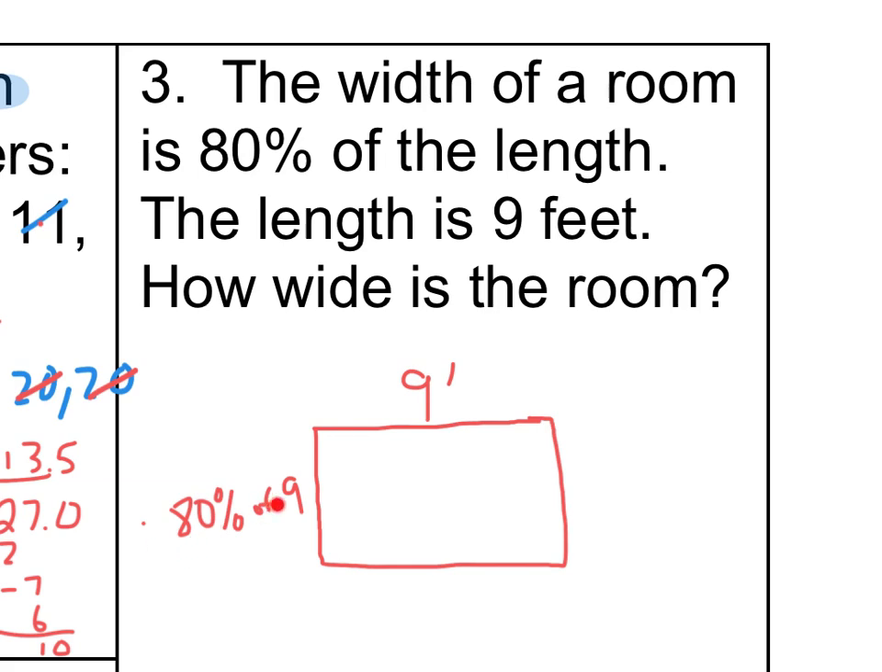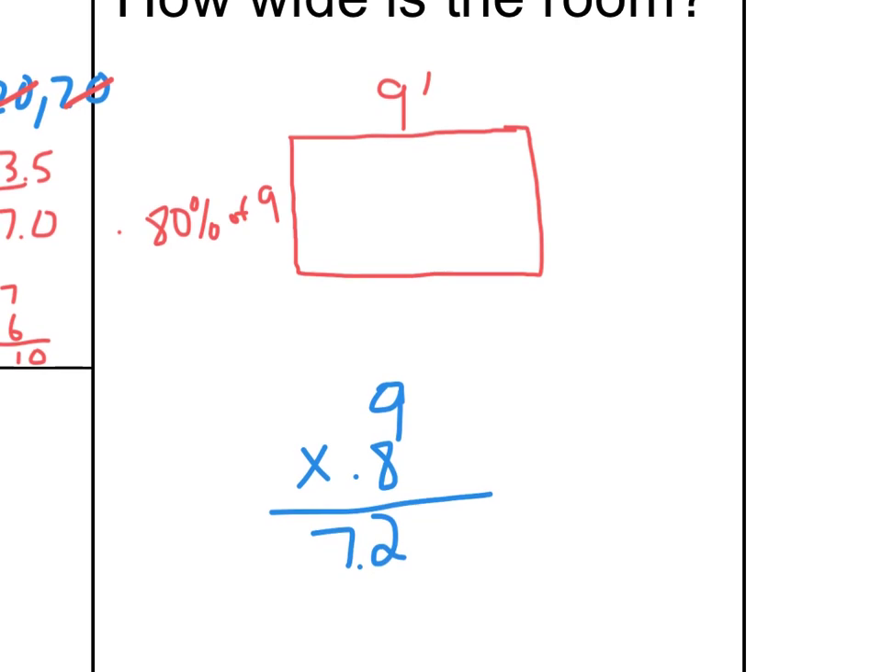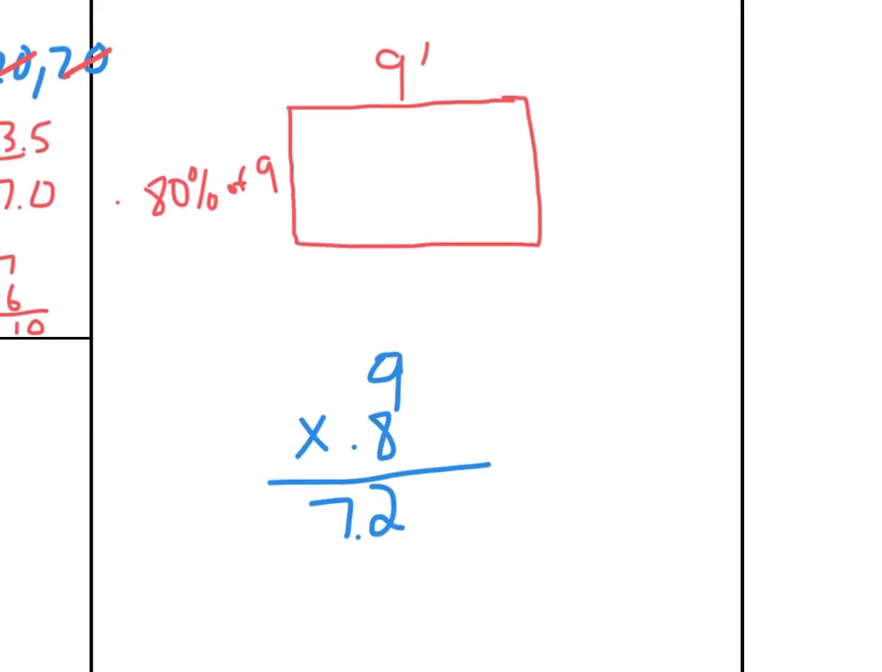I don't really even need the 0. Just do 0.8 times 9. And 0.8 times 9, of course, is 7.2, because we think of it as 9 times 8, or 8 times 9, and then we just have one decimal place value, so we put our one decimal place value in. And if I do put that 0 in, it's not going to change anything. And is 7.2 less than 9? Yes, so it's reasonable and would make sense because it's a little shorter. All right, there's number 3.